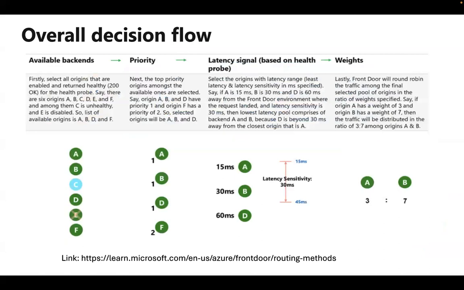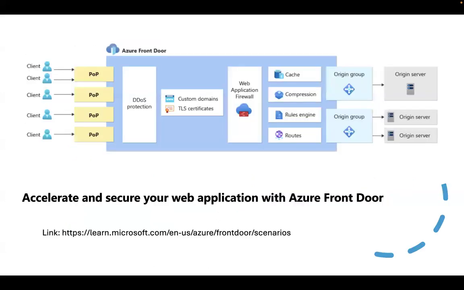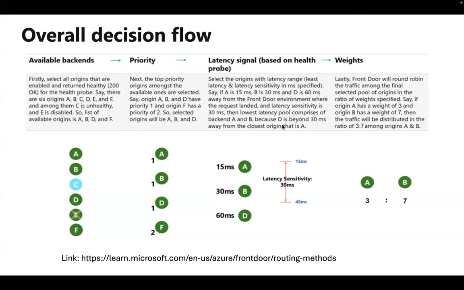So the overall decision flow is like this. The routing rules are like this: available backends, priority based, latency, weights, like we saw yesterday with Traffic Manager. Similarly, we have the routing rules here. Basically, this is the logic to get the data from origin servers to POPs. Here, we'll go through the first one, available backends.